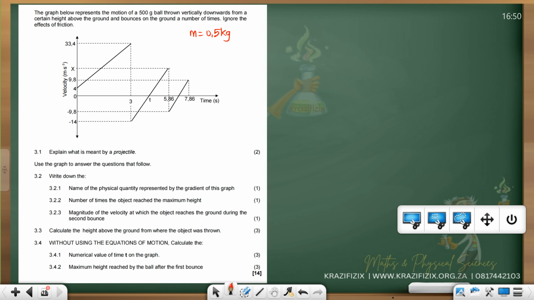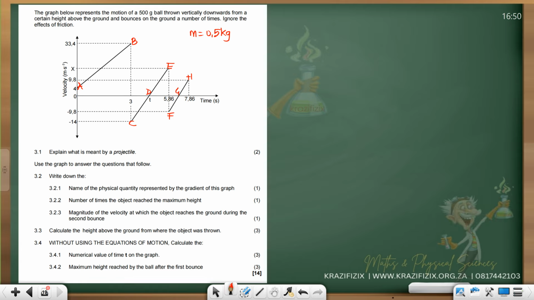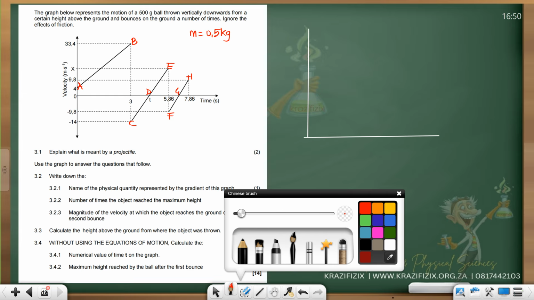The object is thrown vertically downwards from a certain height above the ground and bounces on the ground a number of times. Let's call this A, B, C, D, E, F, G, and H. Can we sketch? If we can sketch, it will really help us. They said it was thrown from what? Was it dropped or what? Thrown vertically downwards, okay, from a height. So this would be my A.